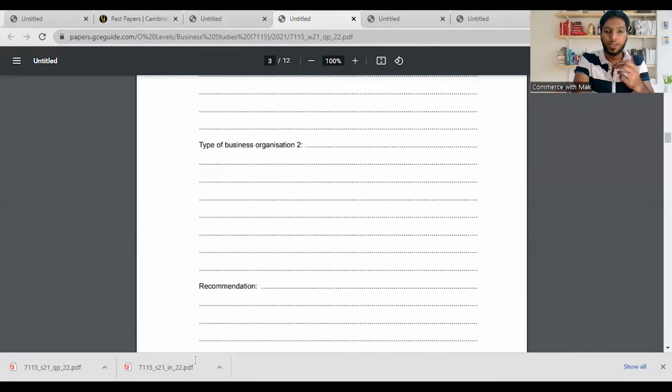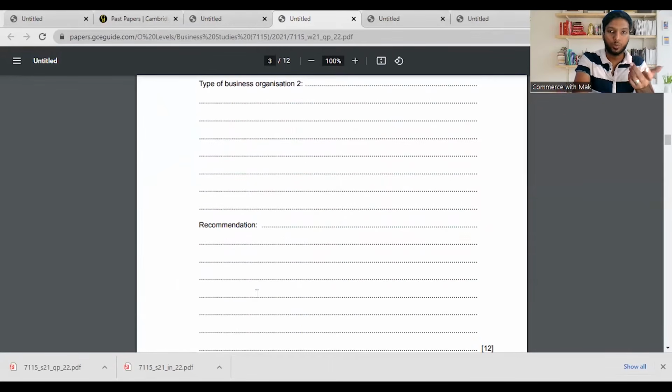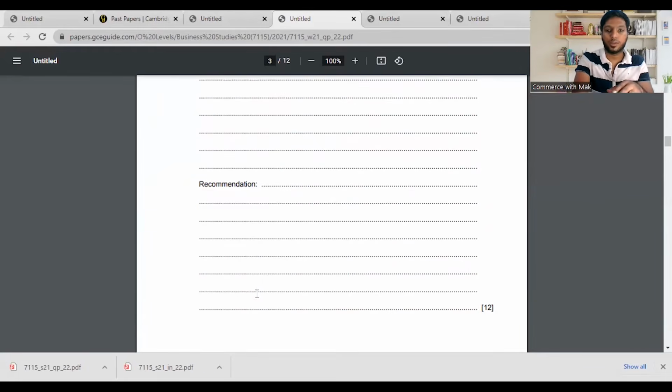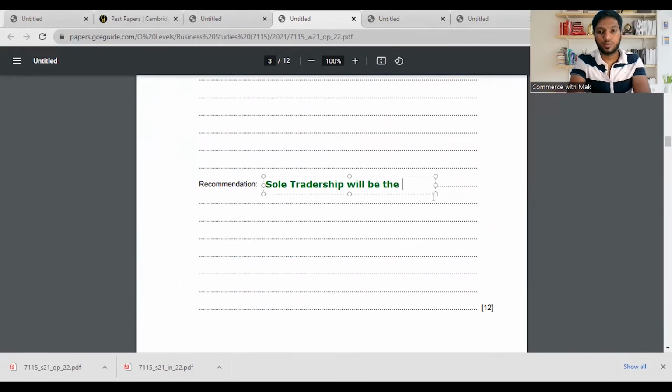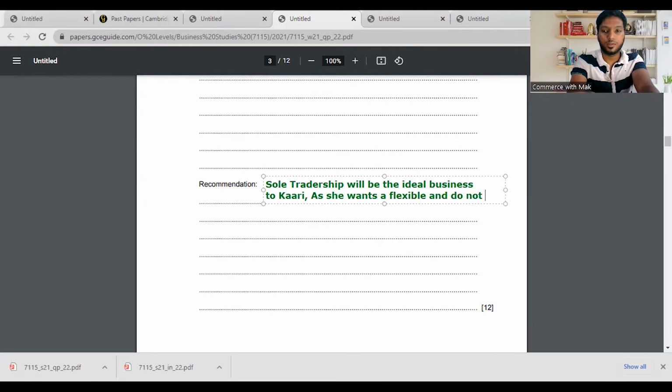So I'm going to give a conclusion then. As my answer had 3 advantages and 2 disadvantages on the first one, and 3 disadvantages and 2 advantages on the second one, I'm going to give a recommendation on the first one. Sole tradership will be the ideal business to Kari, as she wants a flexible time and does not have an ideology to expand.